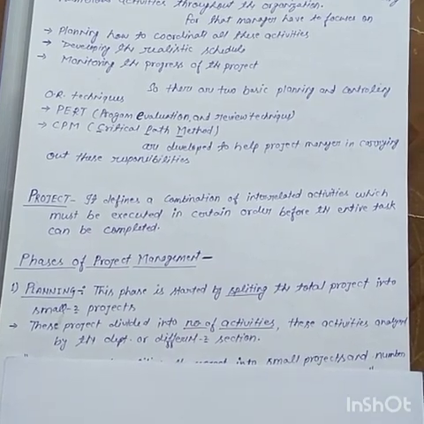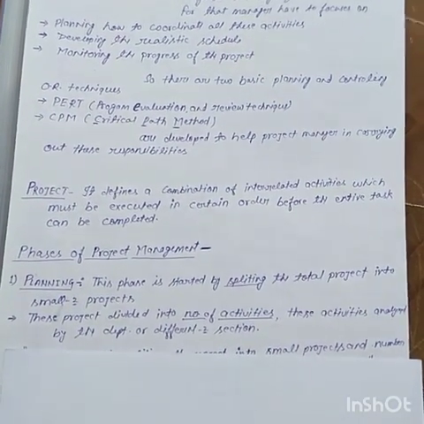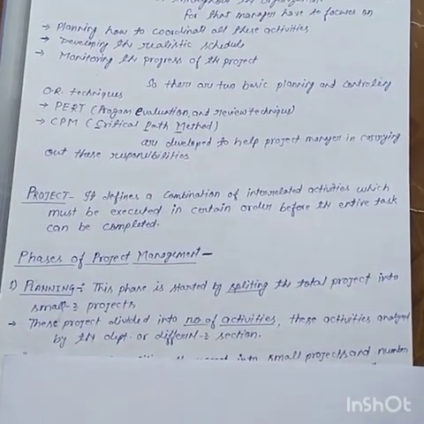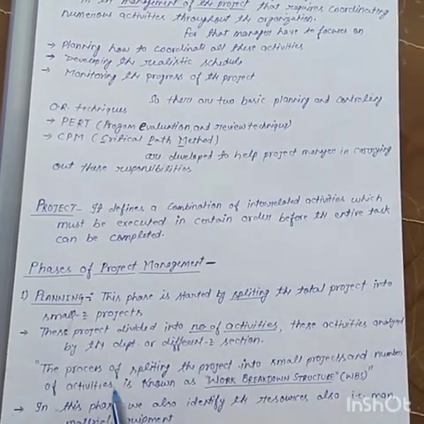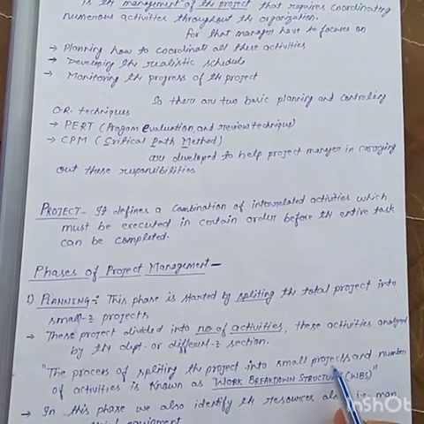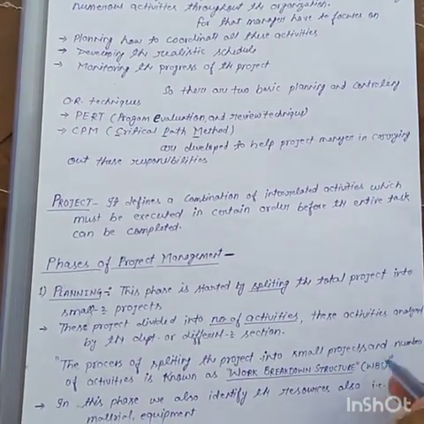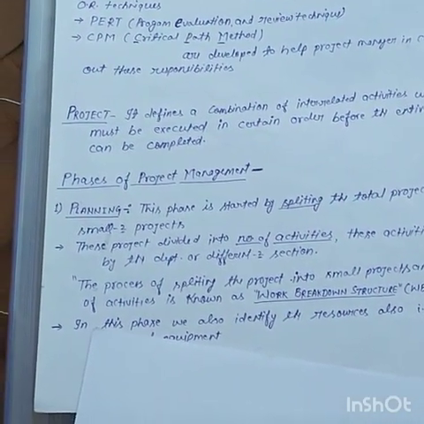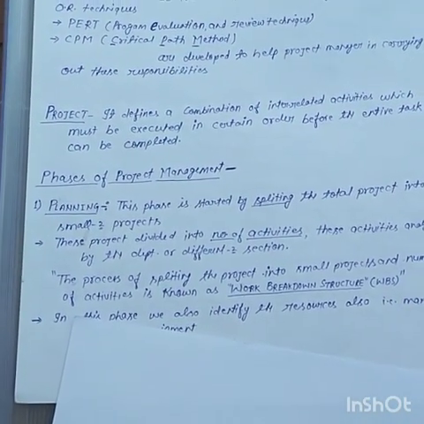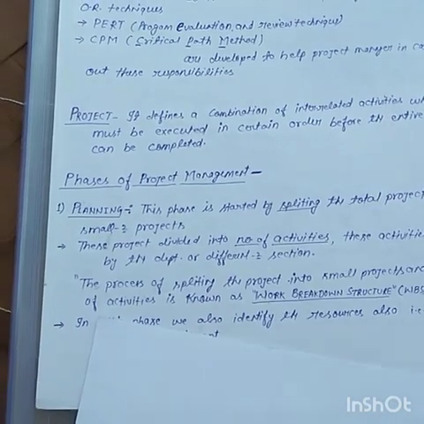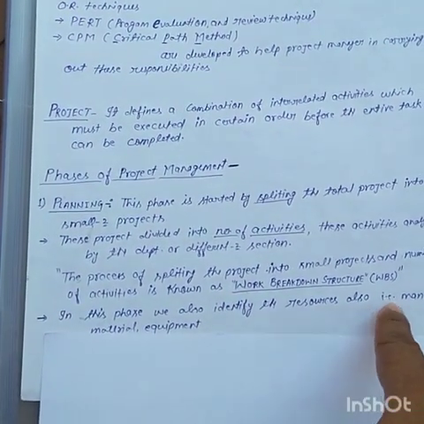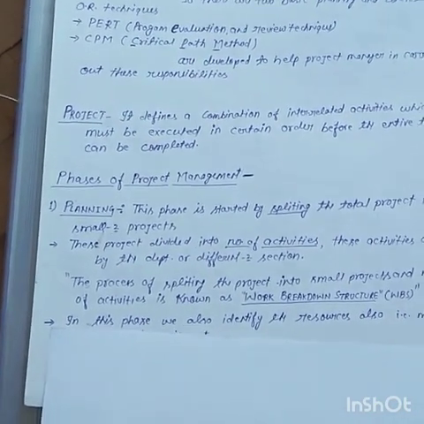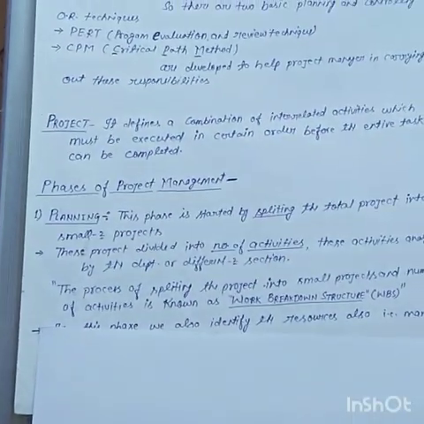A new word used here is WBS. What exactly is the WBS? The process of splitting the project into small projects and a number of activities is known as the Work Breakdown Structure. So in the planning phase we divide the project into small projects and activities. We also identify the resources required in this phase, like men, material, equipment, money, etc. What resources are required and how much is also part of the planning phase. This is the first phase.